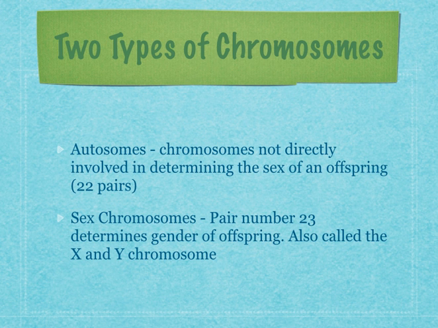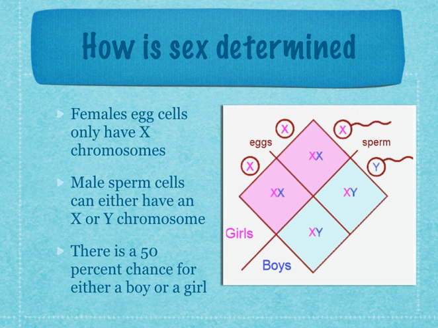offspring. And the last chromosome, the 23rd chromosome, is called a sex chromosome, which determines the gender of the offspring. Sorry, gender is a bad word for this, the biological sex of the offspring. These are also called X and Y chromosomes. So all 44 of your chromosomes have nothing to do with determining sex. The last pair do.